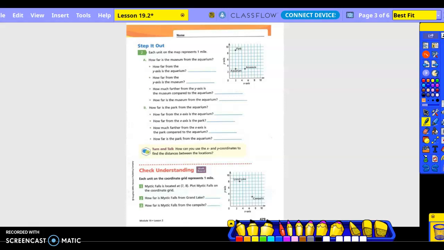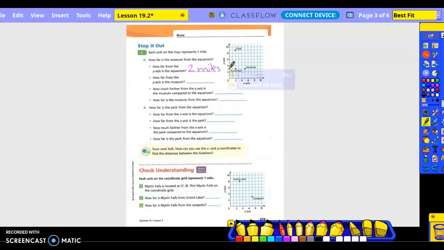Oh, so sorry. I misread that, or said that. From the y-axis, so the 0 and then where the aquarium is. Sorry. No, guys, there's 2 miles because each block represents a mile. They said the y-axis, guys.